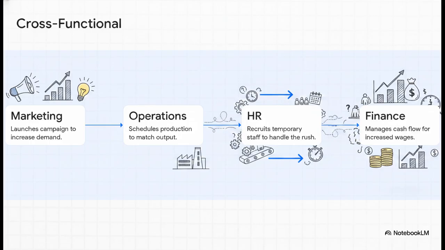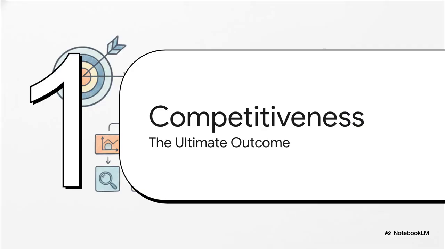And finally, Step 4. Finance now has to frantically manage the cash flow to pay for all those increased wages and expanded capacity before the new sales revenue even hits the bank. As you can see, every marketing win is also a complex operational and financial puzzle to solve. Okay, our final section. Section 5. Driving Strategic Competitiveness, the Ultimate Outcome.